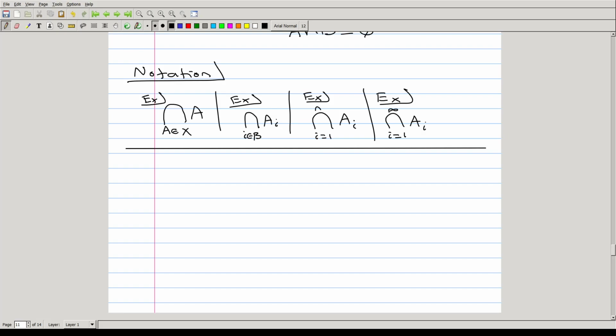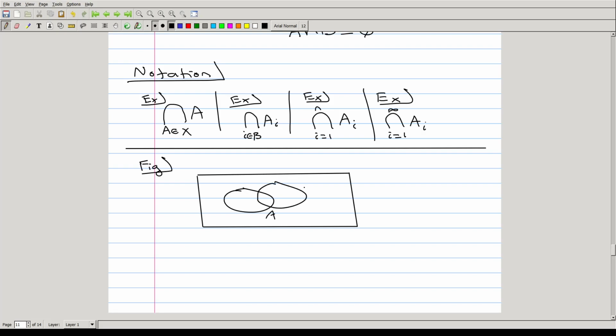To get an idea of what the intersection is between sets, I'll draw the following figure. You have a set A and a set B. The intersection between the two sets is this shaded region right here. This is a good figure showing the idea of the intersection between sets and what that operation is. It's a new set that's all elements that are in both A and in B.